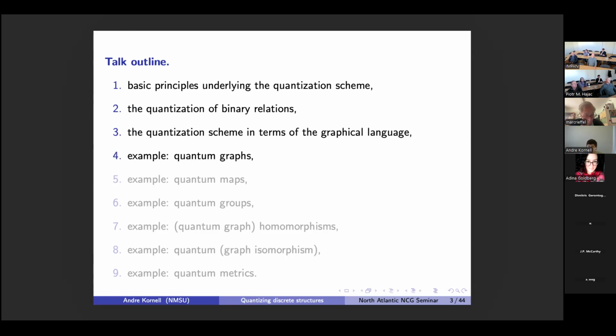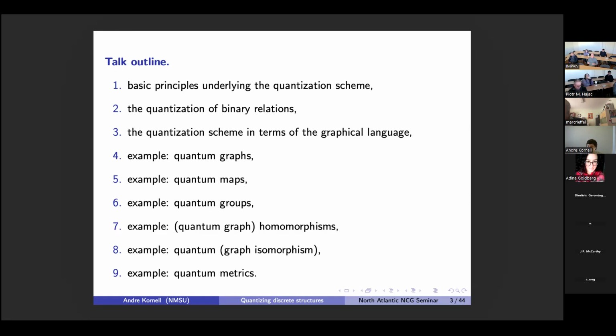After that, the rest of the talk is going to be a series of examples. We'll talk about quantum graphs as the most basic example, quantum maps, quantum groups, and then a couple of examples from quantum information theory, so quantum graph homomorphisms and quantum graph isomorphism, where the parentheses are meant to help you parse these two phrases. And then I'll talk about the example of quantum metrics, which is a little bit outstanding in the sense that the picture there has not fully crystallized the way it has in the case of these other examples. So that's the summary, and now on to the editorial remarks.